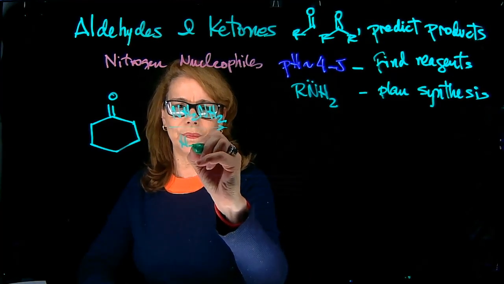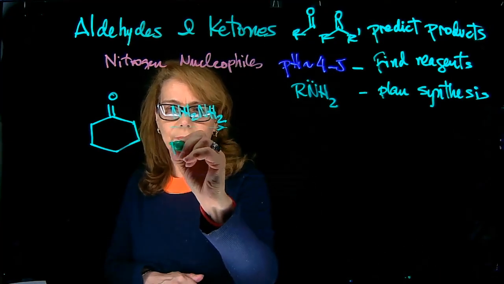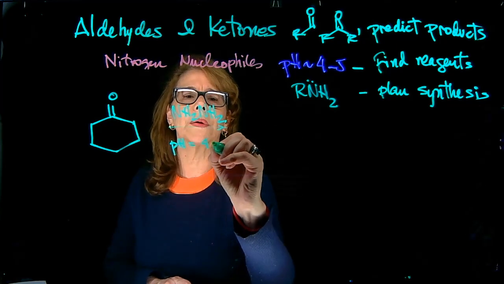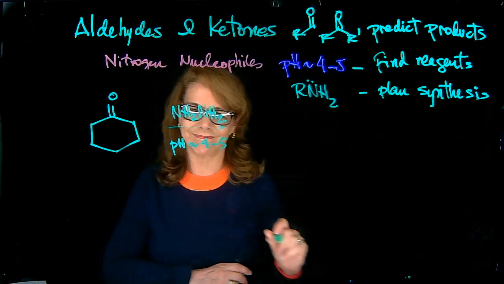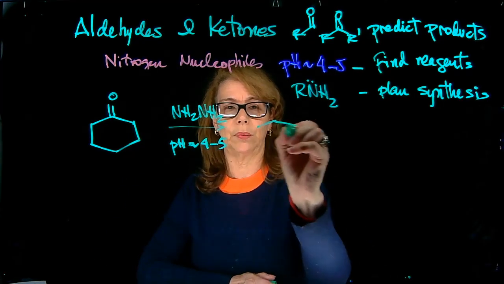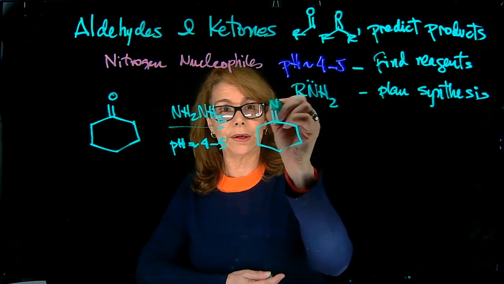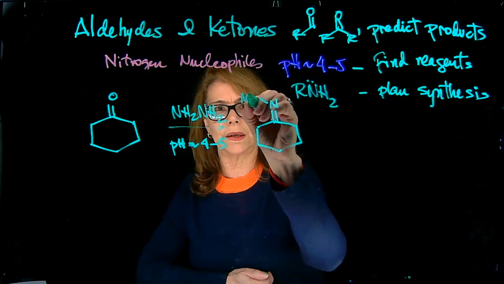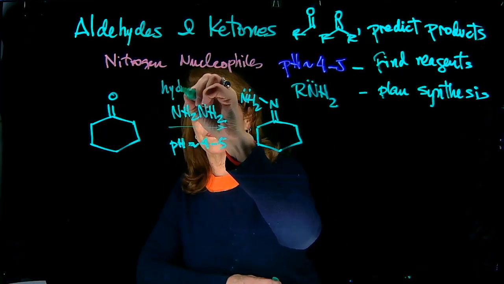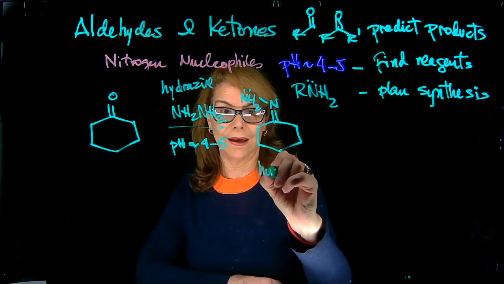Okay, so let's do the ideal pH. So you will see likely this on a question. pH between 4 and 5. Under that condition, we know that we will form an imine. And the imine contains a double bond with nitrogen, and now an R group, which in this case is NH2. That is a hydrazine, and the product is called a hydrazone.